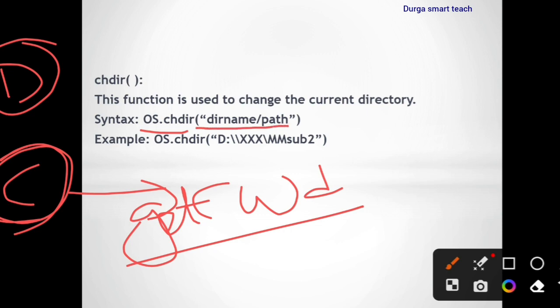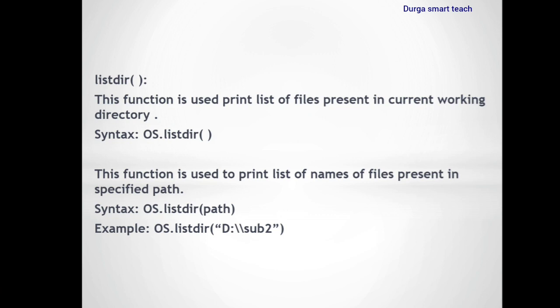Inside the parameters you can mention the directory name or path. Path is nothing but location. Okay, os.chdir, so this is the location of one particular directory, and I want to change to this location. So this is chdir.